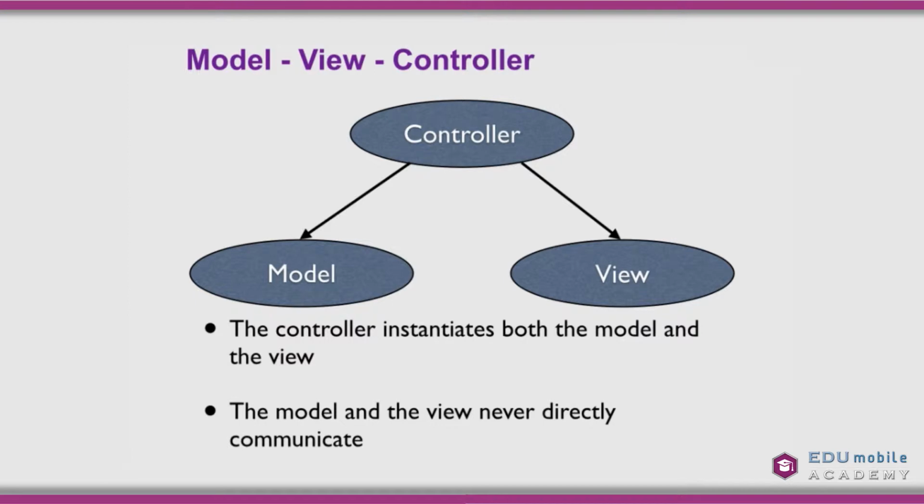We can see that the controller instantiates both the model and the view. Now, the controller could be a single class, it could be a group of classes, and the same is true for both the model and the view. The model and the view, though, and this is very important, the paramount rule of Model View Controller is that the model and the view never directly communicate. They communicate through the controller.